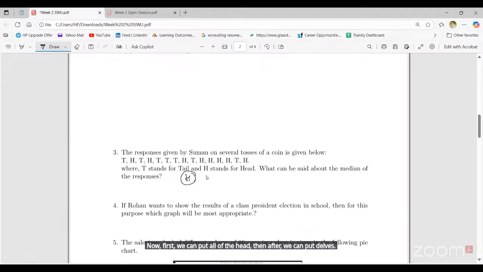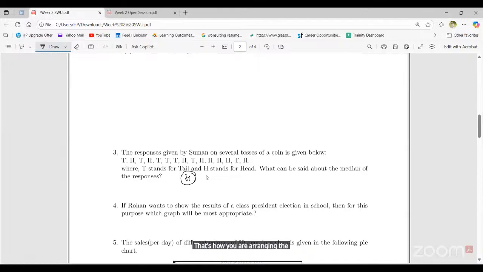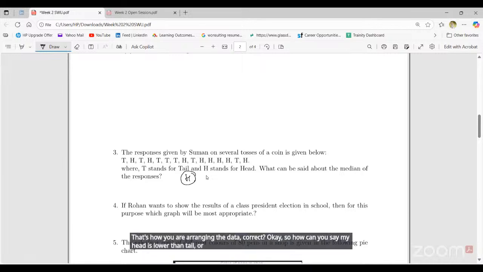But even how are you putting? Or reverse. What is your condition? It depends on the question. The main thing is, what do you mean by order? Order means which is greater than which, right? That is the order, right? That's how you are arranging the data, correct? Yes. Okay. So how can you say my head is lower than tail, or head comes first and tail comes second? How can you say that?